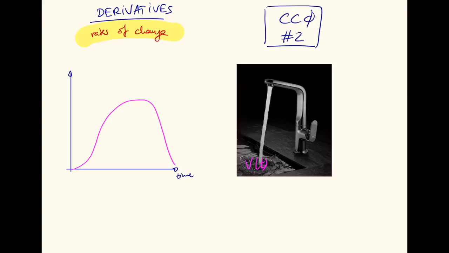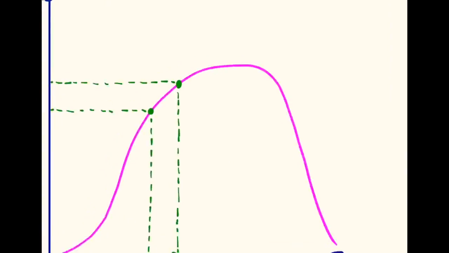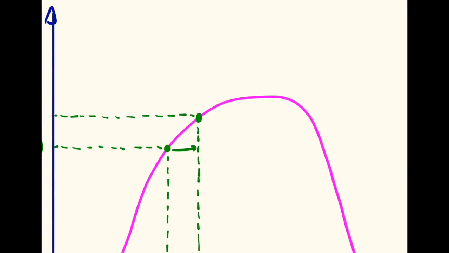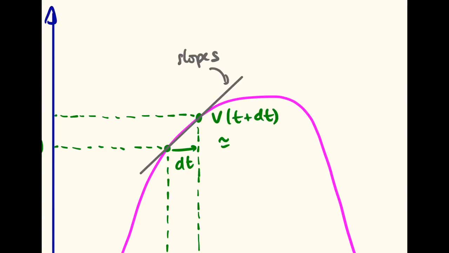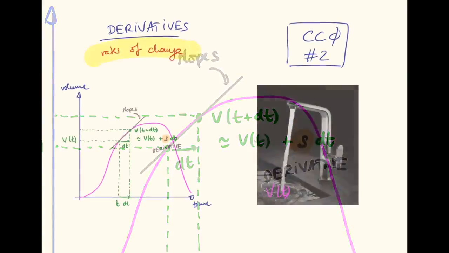The basic question is, how much does the volume change from one instant to another, that is, over a short interval of time dt? If dt is indeed short enough, we may consider the function v of t as essentially linear, represented by a line tangent to the graph. This line has some slope s. Then the new volume is the old volume v of t plus s times dt. The slope is thus the rate of change of the volume, or in fancy words, its derivative.